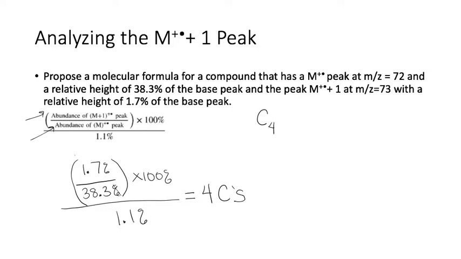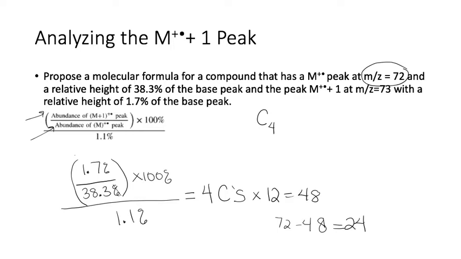I can figure out the rest of that because I also know that the mass of my carbons is 12. So 4 times 12 gives me 48. I know the mass of my molecule should be 72. So if I do 72 minus 48, that means the mass of my remaining components is 24.